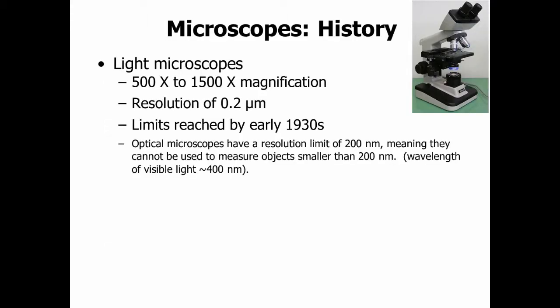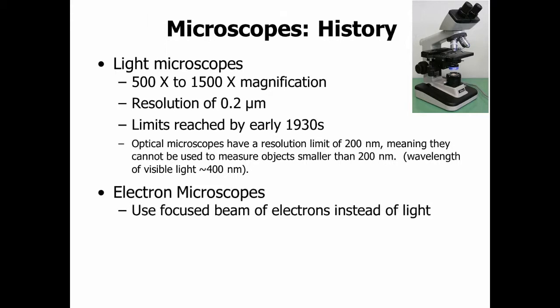All right, so what about light microscopes? These magnify things from 500 to 1500 times their size, and you can get to a resolution of about 0.2 microns. The limits were reached by the early 1930s. That's because violet light has a wavelength of around 400 nanometers, and the rule is that you can resolve about the wavelength of the light, or whatever you're working with, divided by 2. So the resolution would be around 200 nanometers, which is the same as 0.2 microns. So you can't really use a light microscope to study something that's smaller than 200 nanometers.